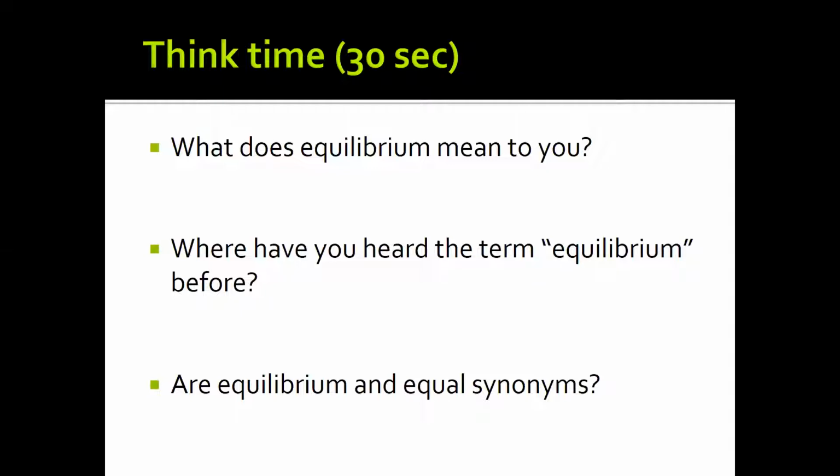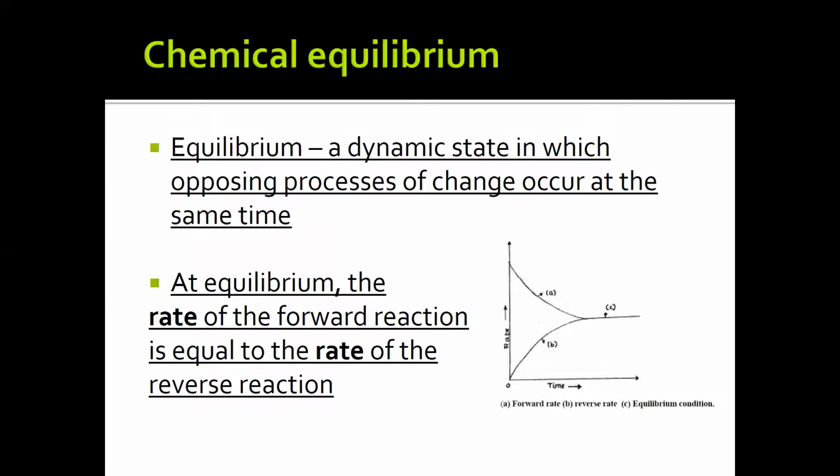All right, so we're going to jump into definitions. So equilibrium is a dynamic state, meaning a changing, dynamic versus static. Static means the same, staying the same. Dynamic means moving or changing. So a dynamic state in which opposing processes of change, so maybe opposing reactions, occur at the same time. So that means if you have a reaction, the reaction can be going from reactants to products, or it can be going from products to reactants. So it can go backwards.